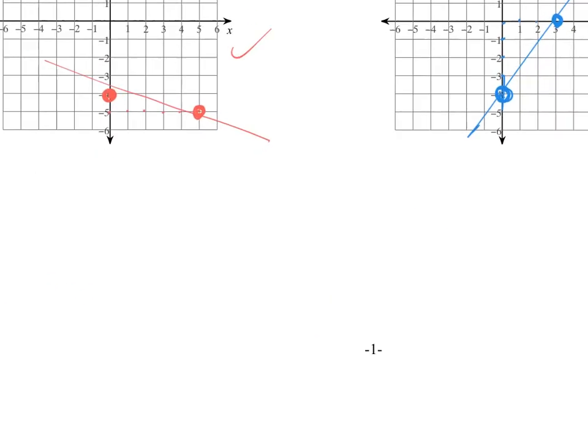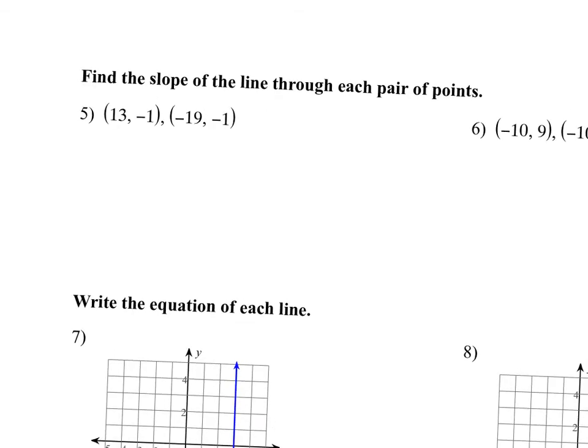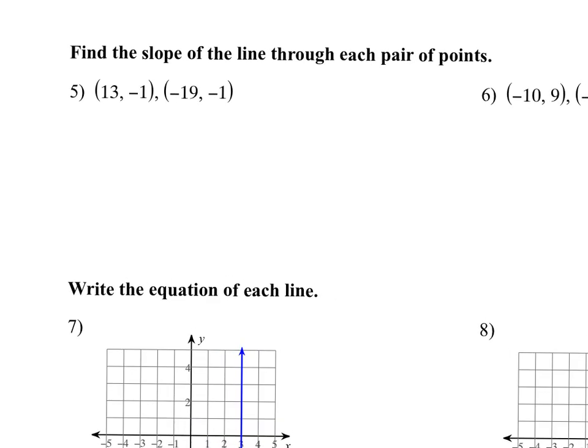All right. Next. Find the slope of the line. This one's a little tricky because if you graphed this, I hope you don't have to graph all of them, but it never hurts. 13, negative 1 is way out here at 13 and negative 1. And this one is negative 19, even farther out, and negative 1. They both have the same y values, right? So if you graph this line, it's horizontal. And horizontal lines have a slope of 0, right? Slope is 0.